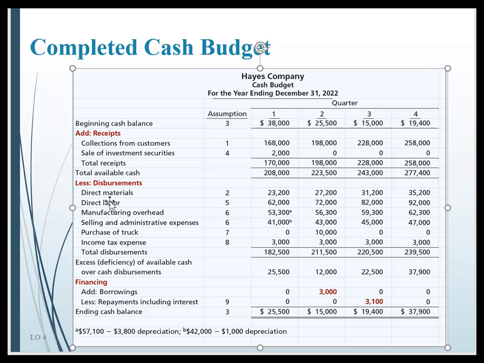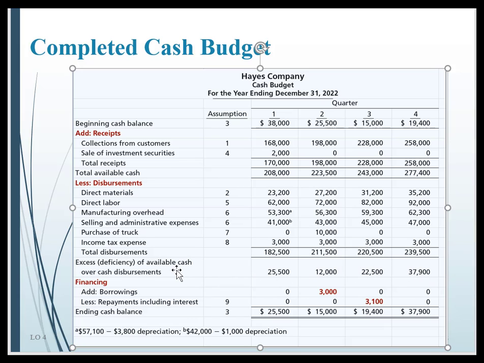Now we have taken into account our disbursements. All the disbursements we've expected, when we expect to make those payments. So here we'll go across. So now we have the total disbursements. So now we need to figure out the excess. You just take the cash available minus the total disbursements. So here's the cash we expect every quarter at the end of the quarter.